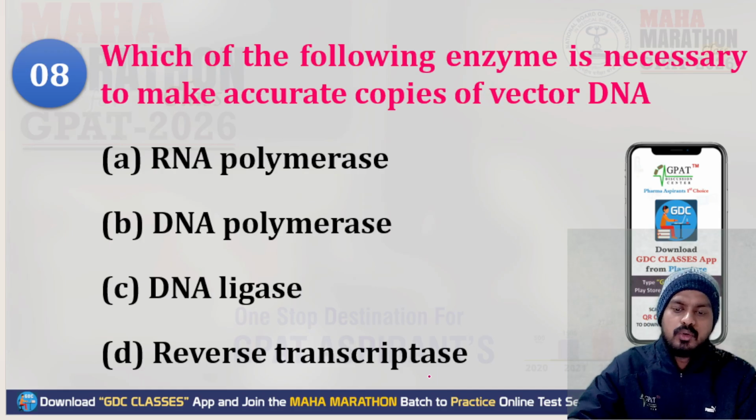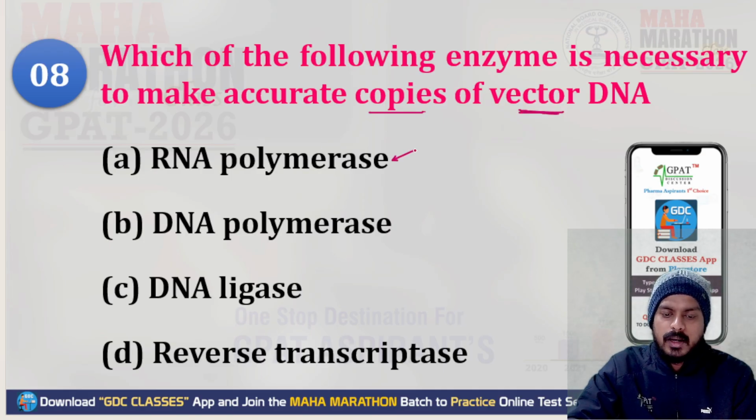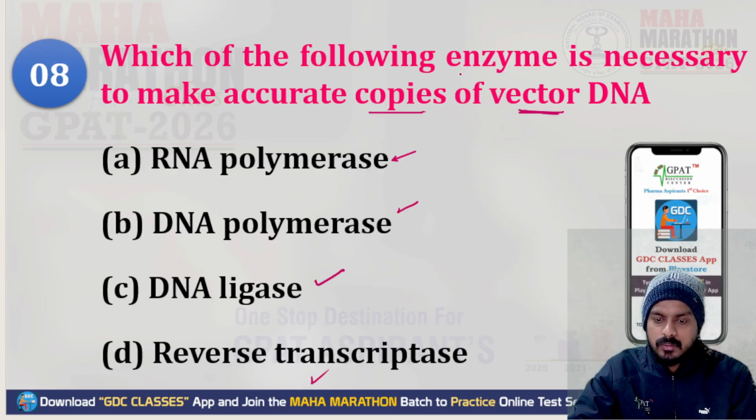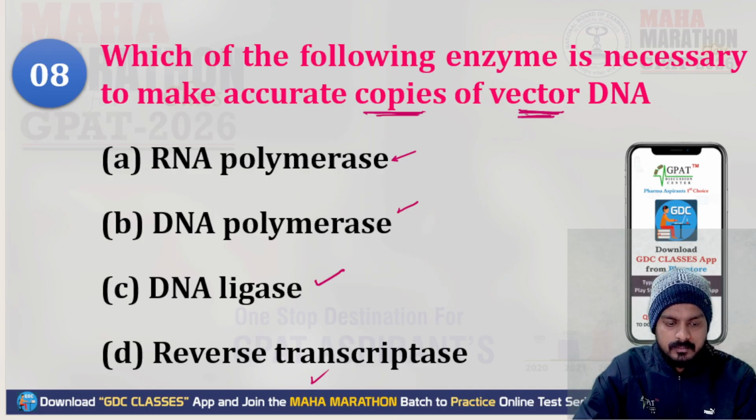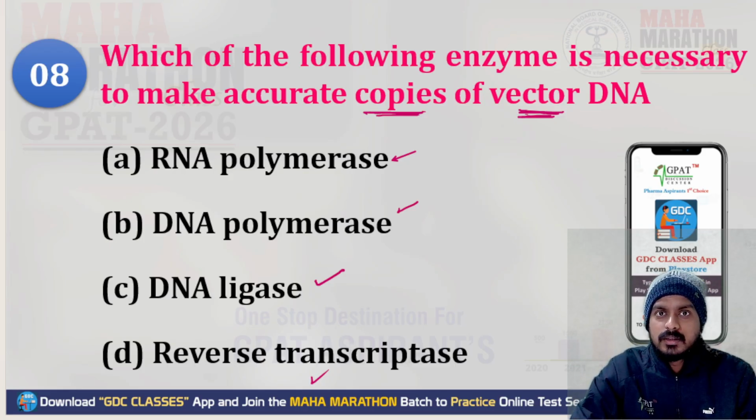Okay. Next question. Which of the following enzymes is necessary to make accurate copies of vector DNA? Your options are RNA polymerase, DNA polymerase, DNA ligase, or reverse transcriptase. Please answer this question. I'm saying very few students are giving answers, so I want every student to participate. This is the reason why we are conducting this.